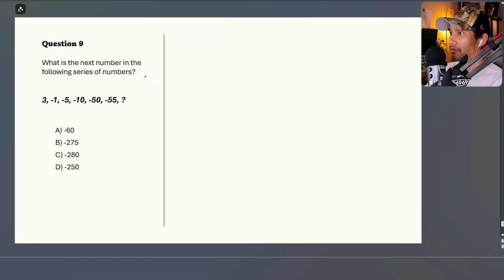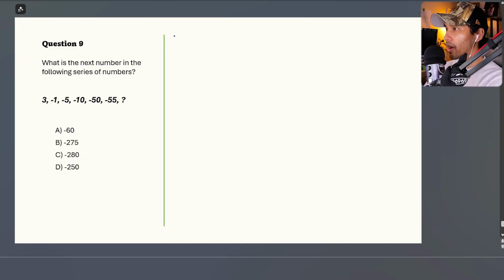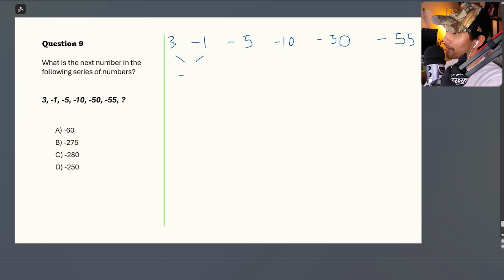What is the next number in the following series of numbers? Okay, this one is tricky. This one has a curveball. Again, let's write everything down. 3, -1. So finding the difference between the terms, we have this to this. This is negative, not negative. Is it negative? Yeah, it's negative. -4.